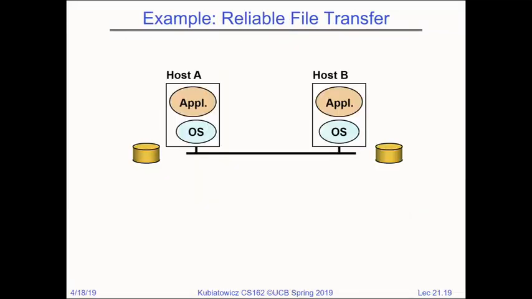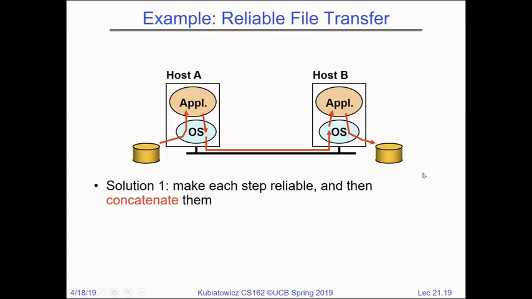Now let me show you a simple example here. This is the reliable file transfer example that's actually in that paper. You've got host A and B transferring a file. So what happens here? The file goes up to some application level, which is doing the transfer, comes back into the operating system, gets sent across the network, goes back up to the application layer, gets written to the file system. So the first solution to reliable transfer is you make every step reliable.